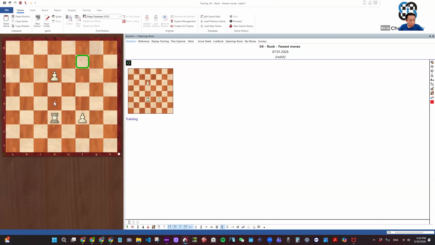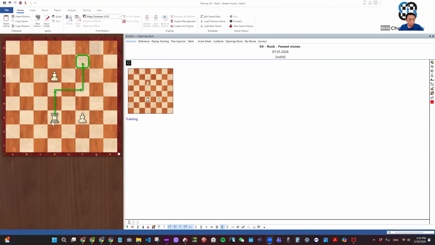Here's how we can sidestep. We can move up one, now we can move right, now we can move up. So we can move to d4, and then to f4, and then to f7. Or we can move to d5, then to f5, and then to f7. There's a couple different ways.